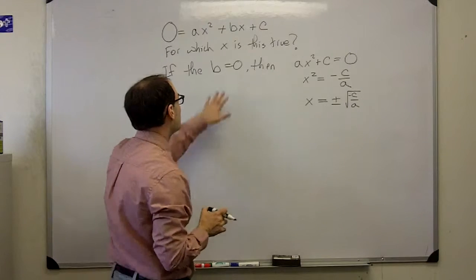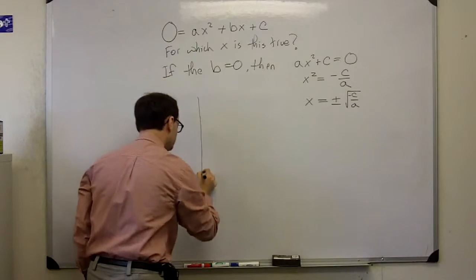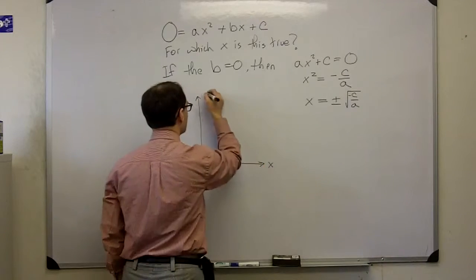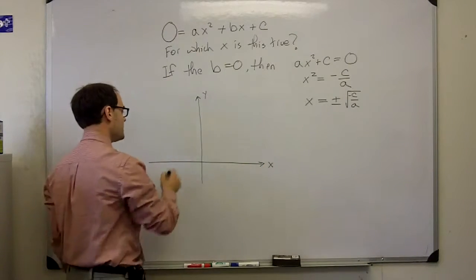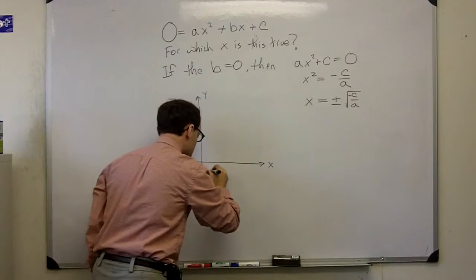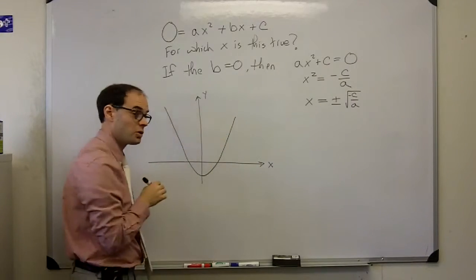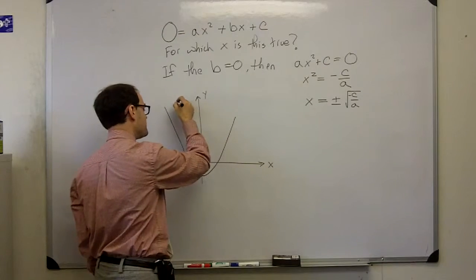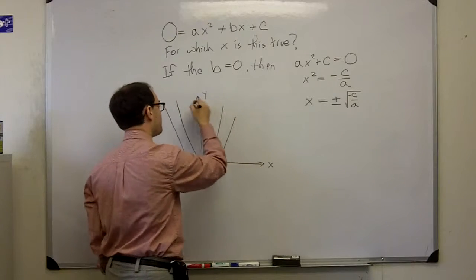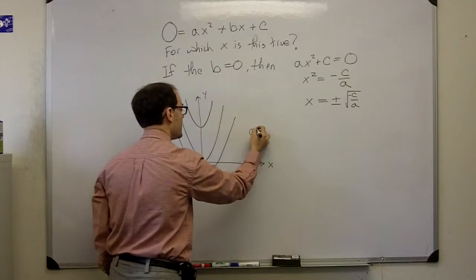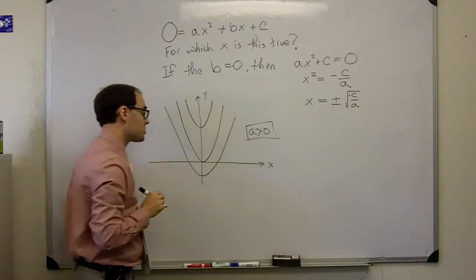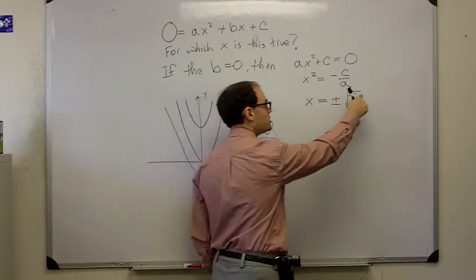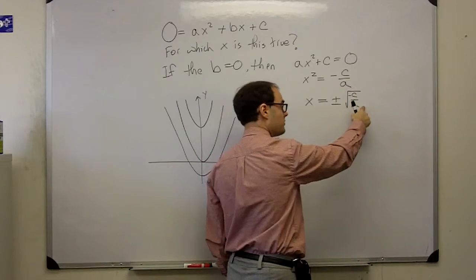But it's not normally the case, so what does this look like graphically? Here's x, here's y, and it looks kind of like this. It's a case where the vertex is in line with the y-axis. So you get these two roots here, or perhaps just one or none. This is the case where a is greater than 0. Of course, if a is less than 0, you just flip everything upside down. So this is no roots. That's the situation where negative c divided by a is negative.